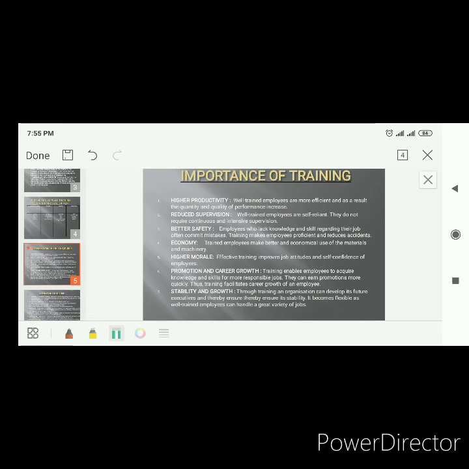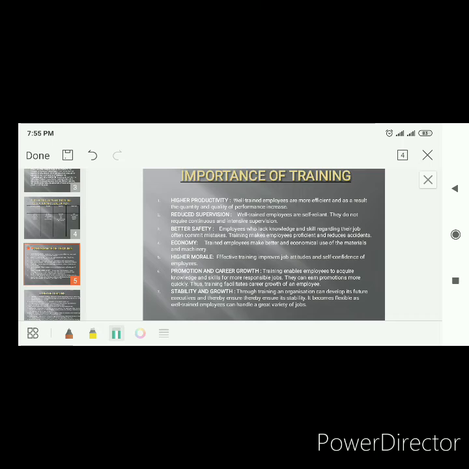Point number 4, adaptability. That means adaptable, adjusting with the surrounding. Training enables an employee to adjust with the surrounding, with the changes in the work procedures and methods. Because if new methods and work procedures are implemented and I train my employees accordingly, he will adjust with it. He will learn that.